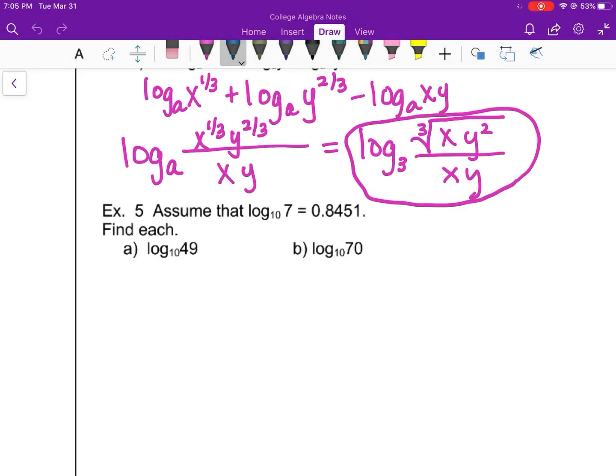Okay, college algebra, this is the second half of lesson 4.3's notes. We're going to start here with example 5. Example 5 says that we are given the fact that log base 10 of 7 is 0.8451. Then we're going to find each of these logs based on that logarithmic value.